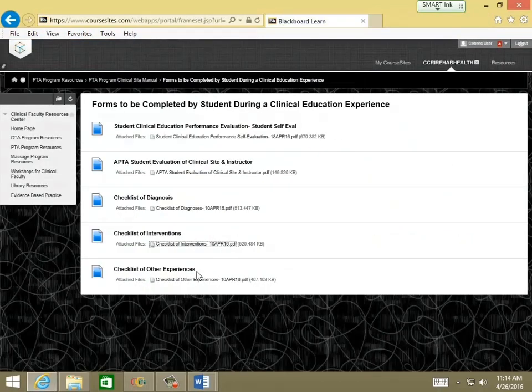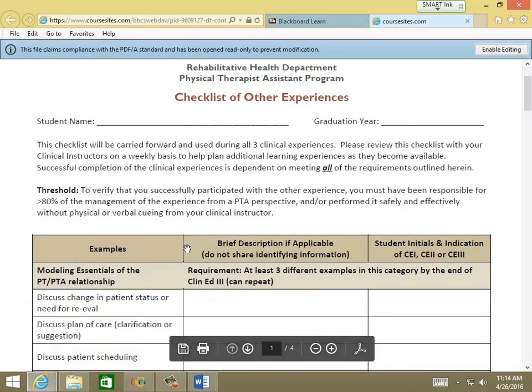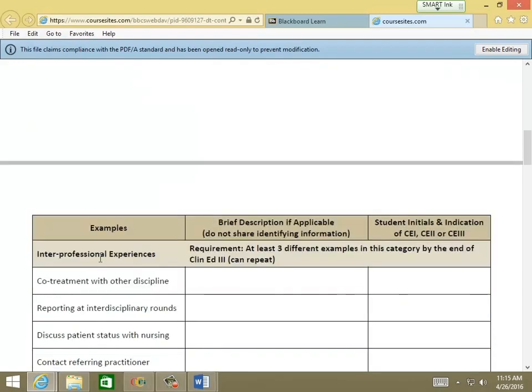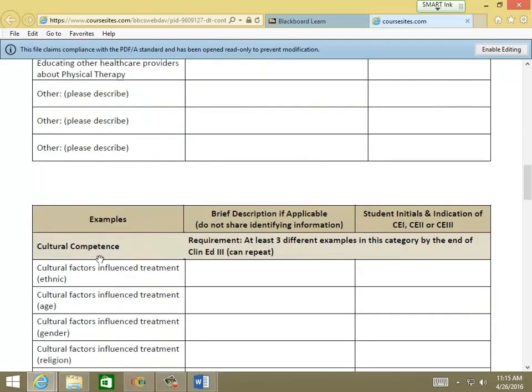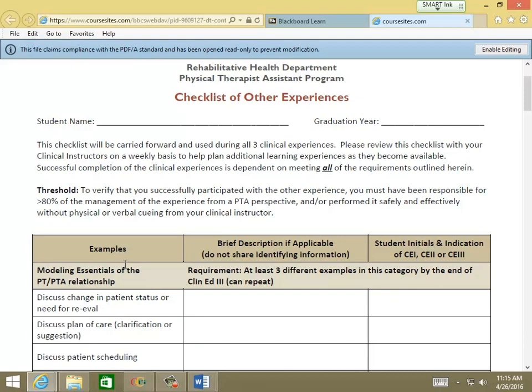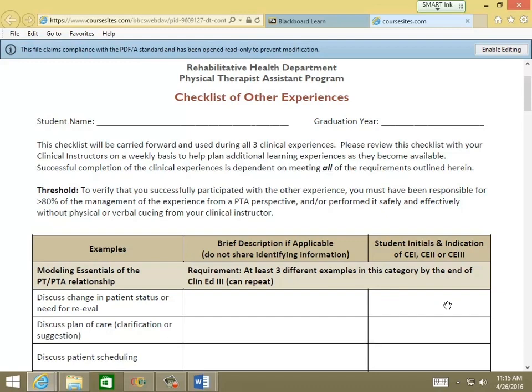The final checklist is the checklist of other experiences. Again, it is set up much the same way, but here we have various other experiences, such as modeling the essentials of the PT-PTA relationship, various interprofessional experiences, cultural competence, and so forth. Again, the student will be responsible for tracking their experiences and initialing which clinical they experienced it during, and you will be asked as the clinical instructor to sign off on this at the end of the clinical.